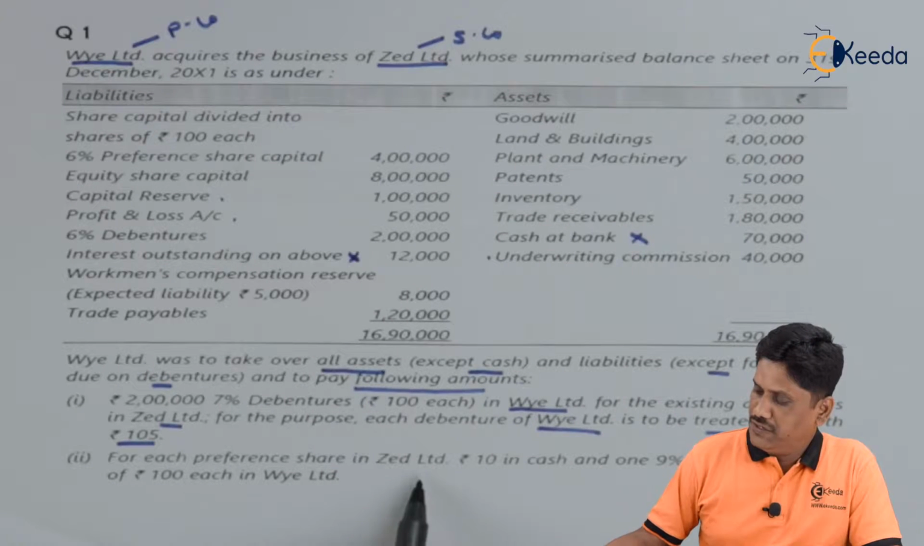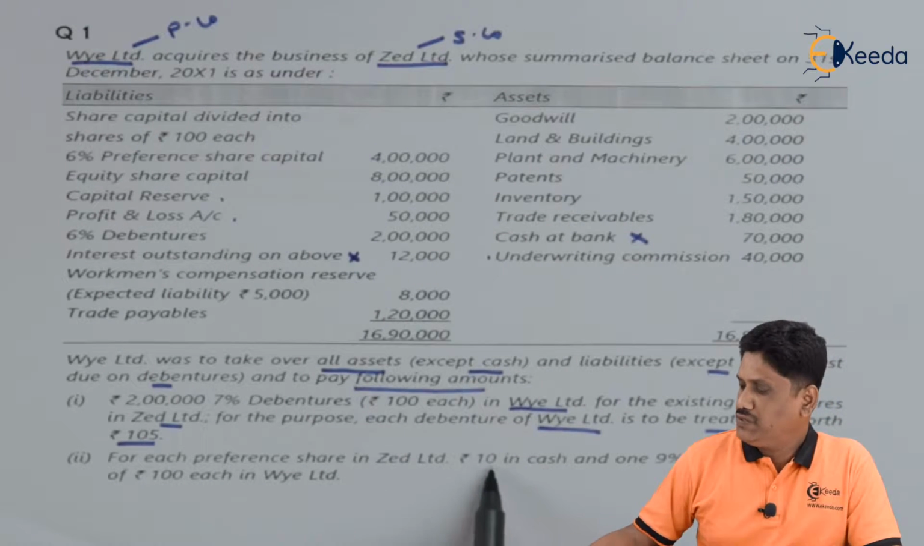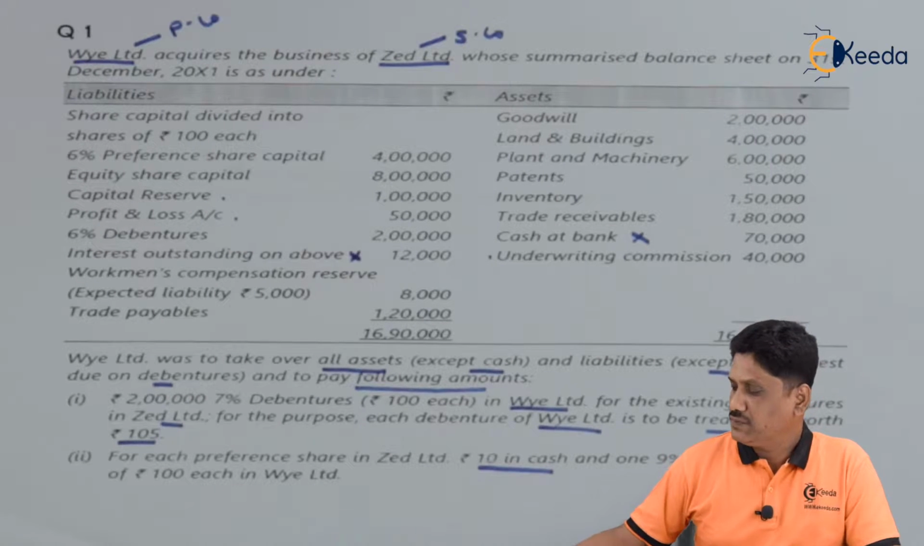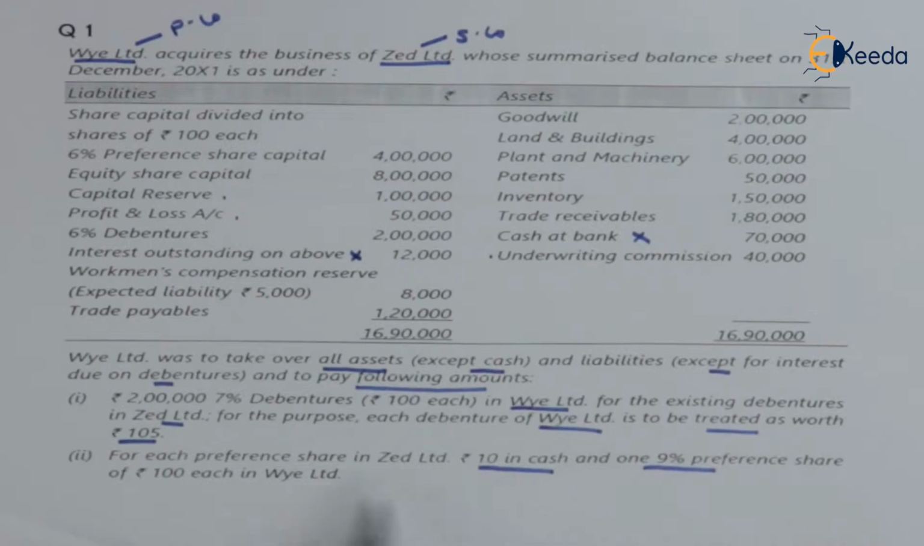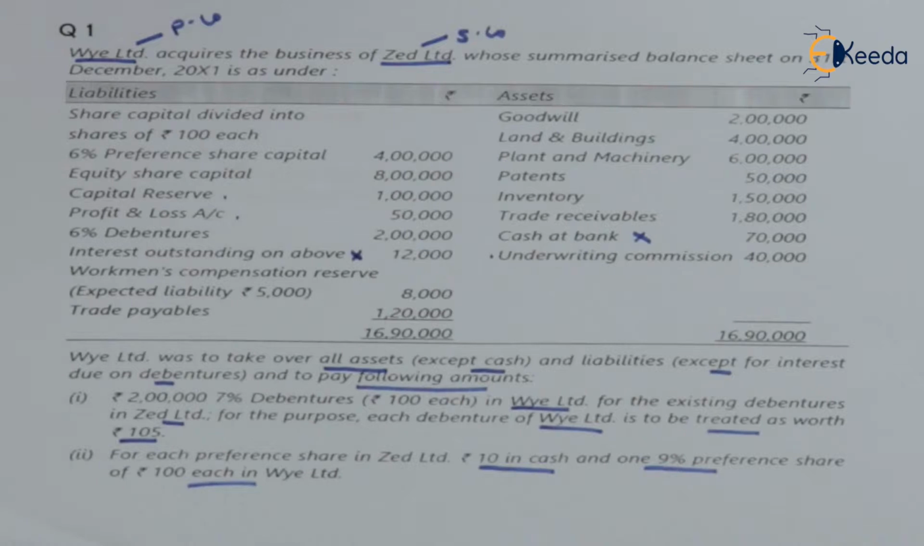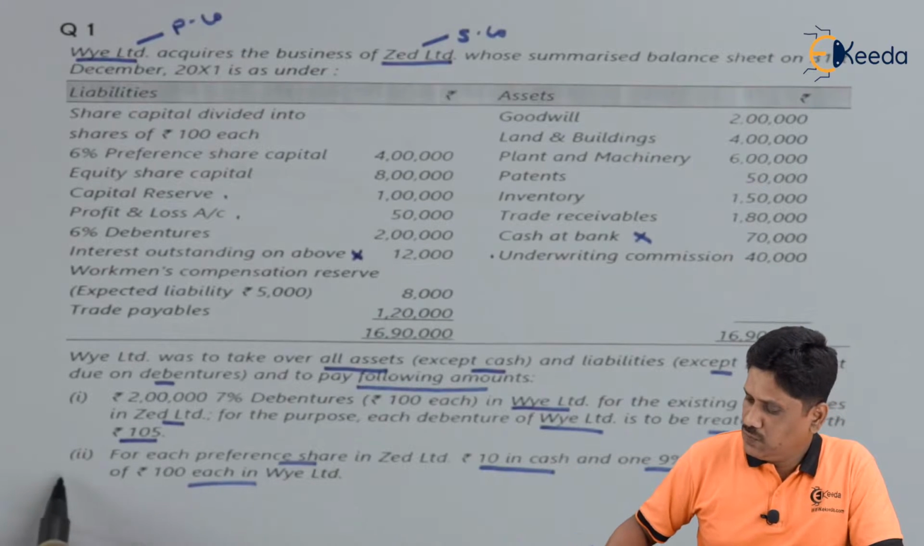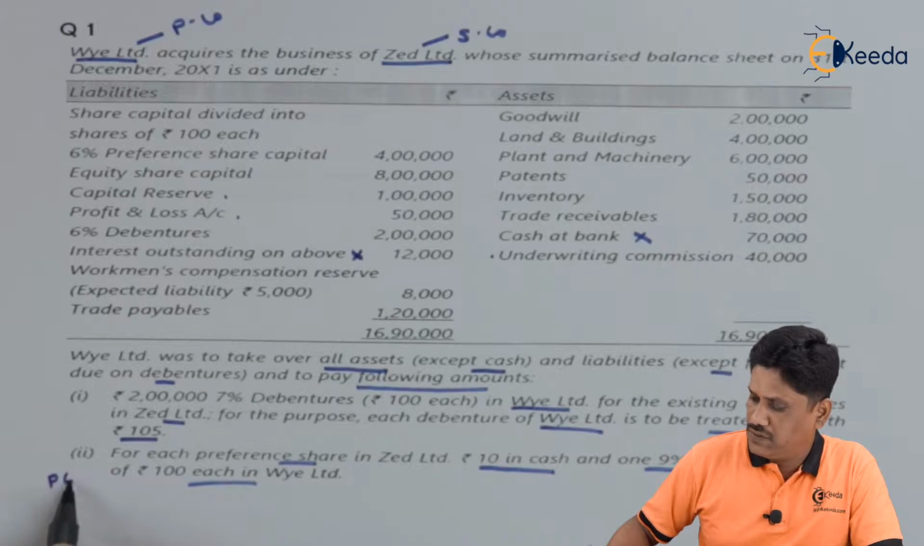For each preference share in Z Limited, rupees 10 in cash and 9% preference share of 100 each in Y Limited. So for their existing preference shareholder, they will be given rupees 10 in cash and 9% preference share of rupees 100 each in Y Limited. So it is a payment for preference shareholder. So this point will help you to find out your PC.